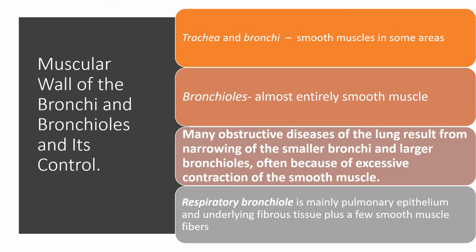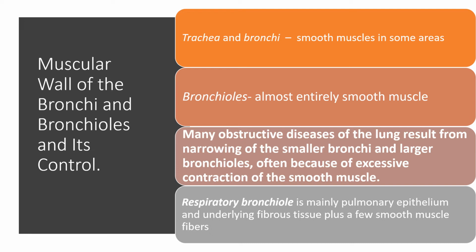Smooth muscles are found in areas of the trachea and bronchi which are not occupied by cartilage. The walls of the bronchioles are almost entirely made up of smooth muscles. Many obstructive diseases of the lung result from narrowing of the smaller bronchi and the larger bronchioles, often because of the presence of the smooth muscles, which can cause excessive contraction.